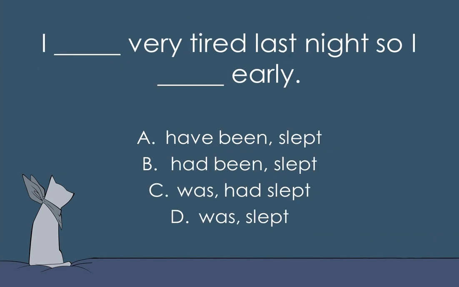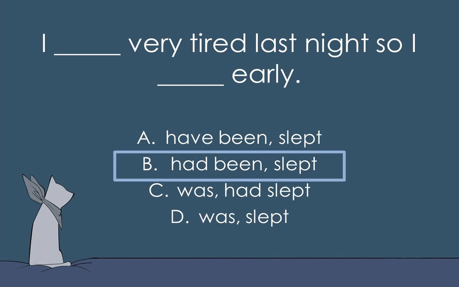4. I blank very tired last night, so I blank early. In this sentence, the verb on the first blank is the one that happened first. Therefore, letter A, letter C, and letter D are already cancelled because the first verb in the choices are not in past perfect tense. For this item, the correct answer is letter B.